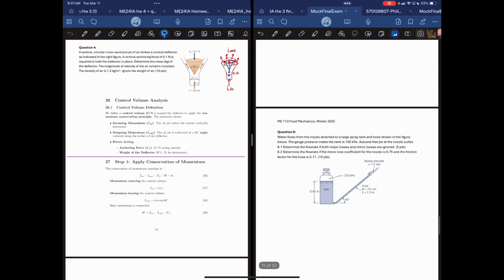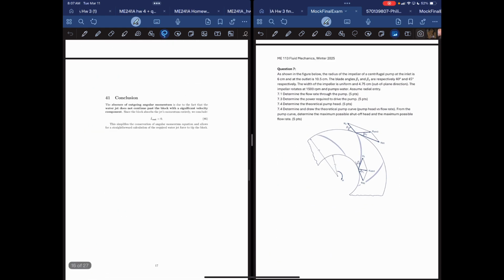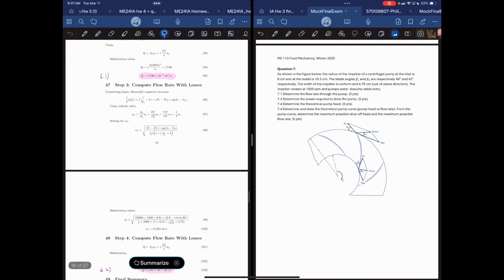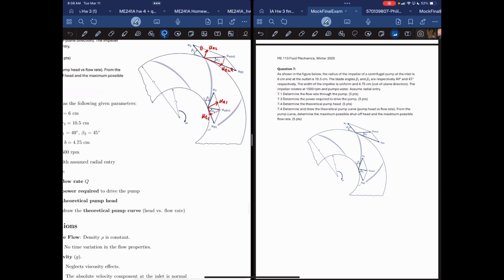Okay, so question 7. What did you have a question about? Yeah. When I was going for question 7, I just had basically trouble finding out when to use the normal velocity and the tangential, or not the tangential, sure, tangential actually.